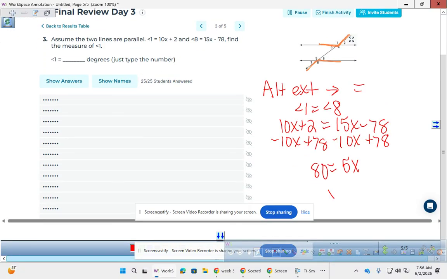All right, so we get 16. Now the question doesn't say solve for x, does it? It says solve for the measure of angle 1. So I'm going to have to plug that into angle 1.